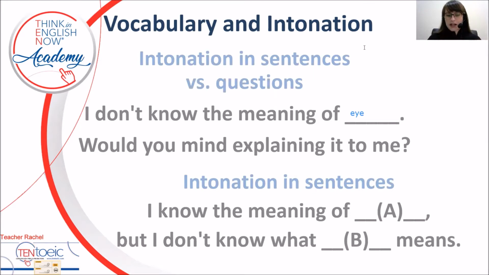Now, let's look at our question after this. Do you remember what kind of question this is? Is it an open-ended question or a yes or no question? For example, it starts with the word would. Would you mind explaining it to me? So this is a yes or no question. The answer is yes or no. So therefore, we go up at the end. So let's say both of them together. I don't know the meaning of I. Would you mind explaining it to me? So there's a good example of intonation for a sentence and for the yes or no question.